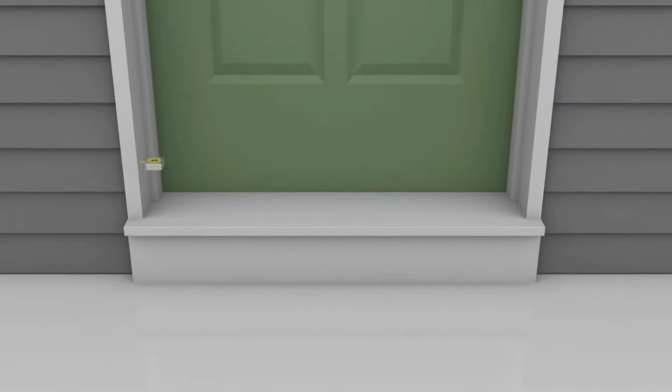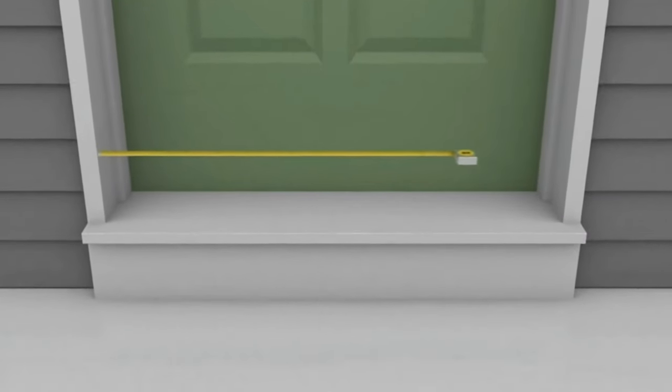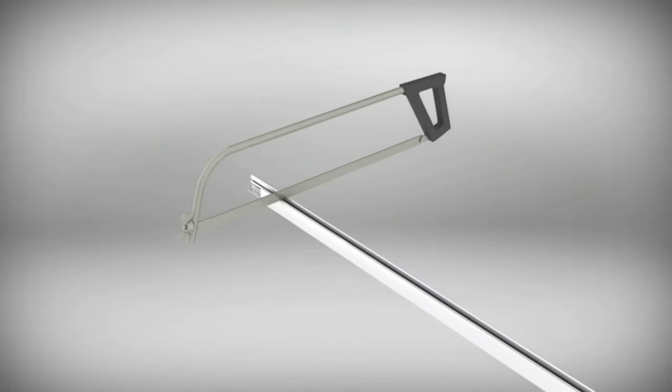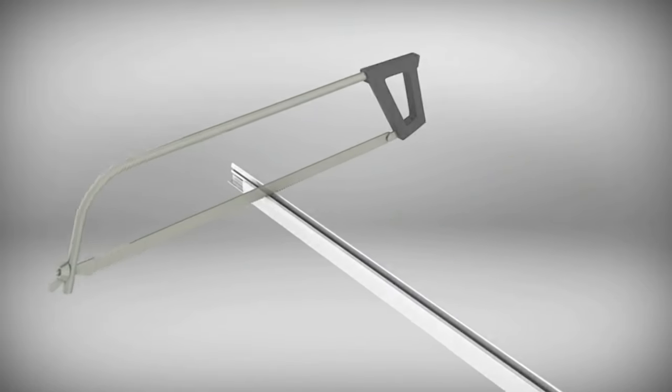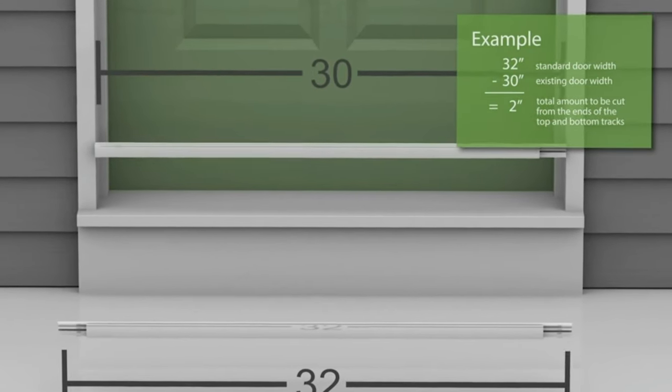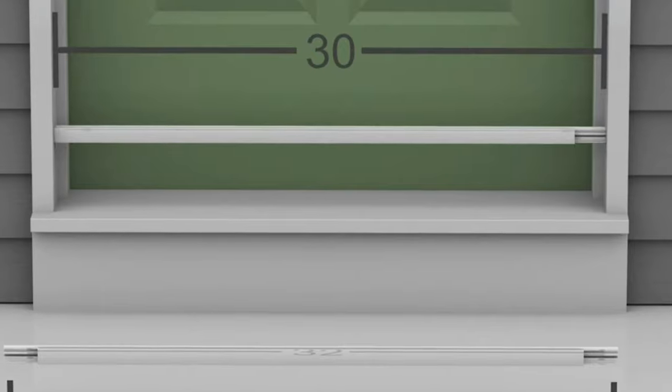Fit door trim openings between 32 inches and 36 inches without modification. Openings less than 32 inches will need minor track modifications. For door trim openings measuring less than 32 inches, you will need to cut the track to fit the door width. For example, if your door is 30 inches, subtract this width from the 32-inch standard door width. This leaves a total of 2 inches to be cut from the ends of the top and bottom tracks that will be inserted into the decorative housing.